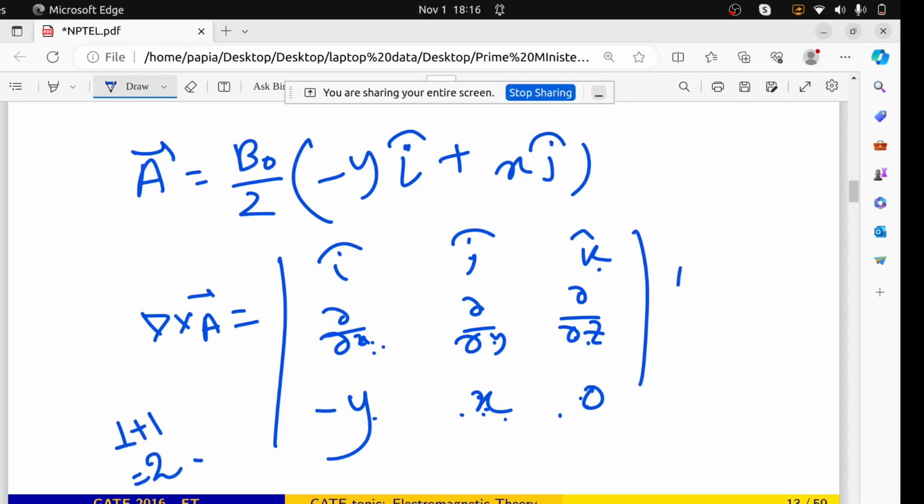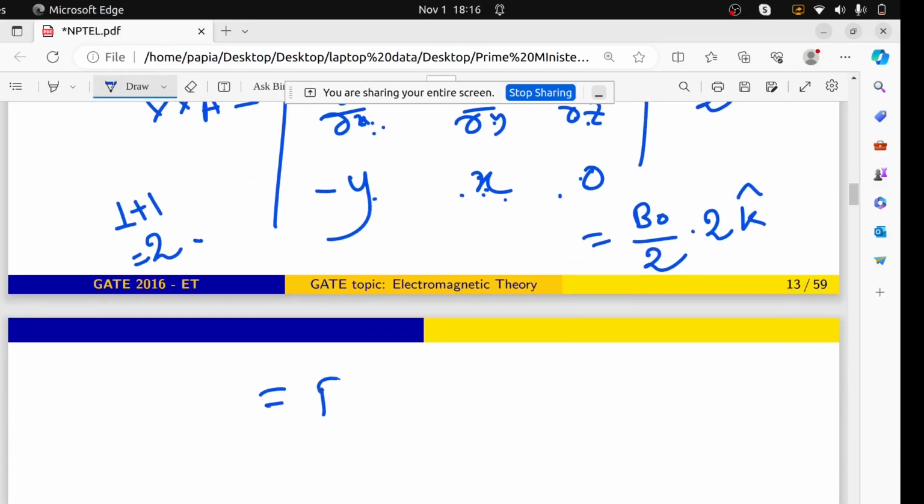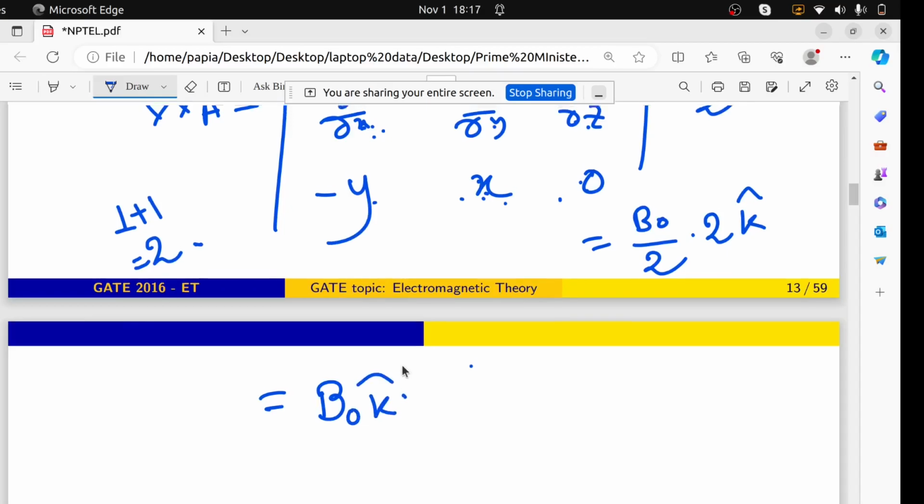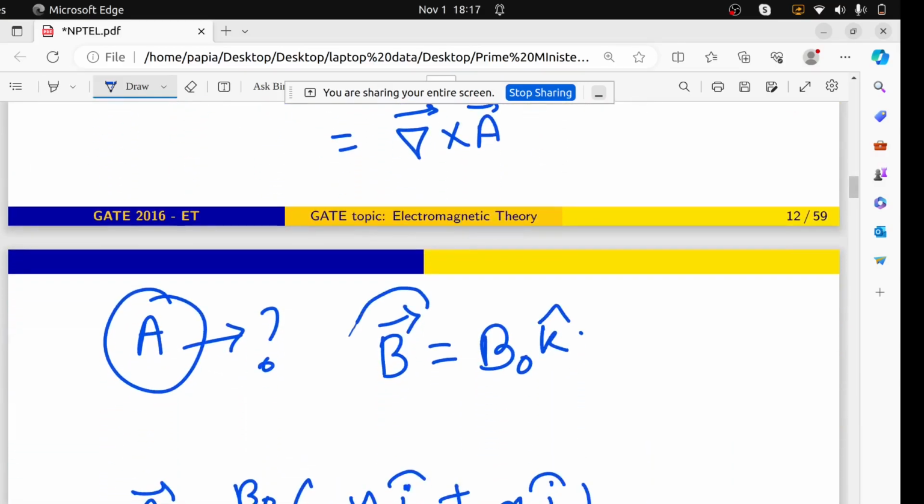And what was there outside? B0 divided by 2. And what is the coefficient for that? It is k cap. So that means B0 divided by 2 into 2 k cap. Now you can see here that will be B0 k cap. Right? So what we need to calculate? We need to calculate which one will be the correct A, so that we get the B as B0 k cap.